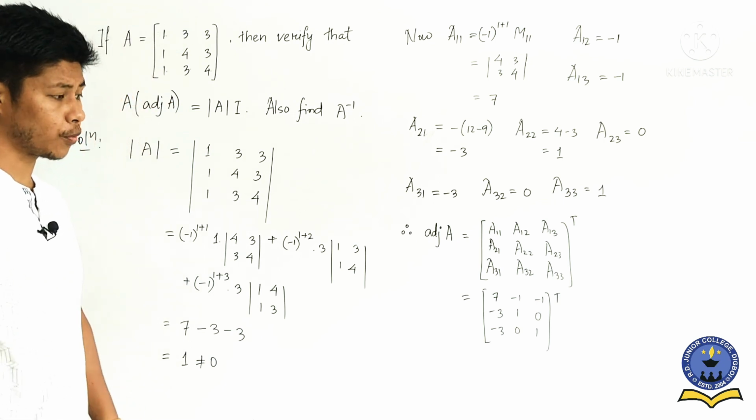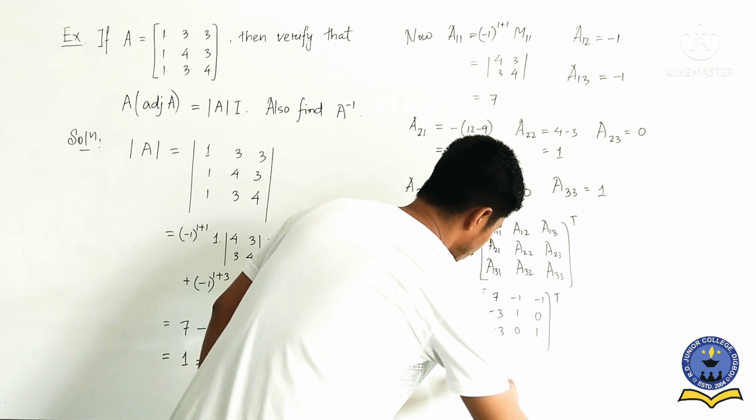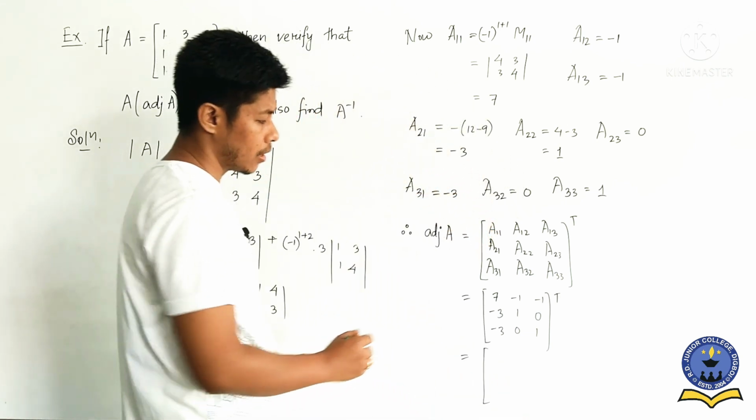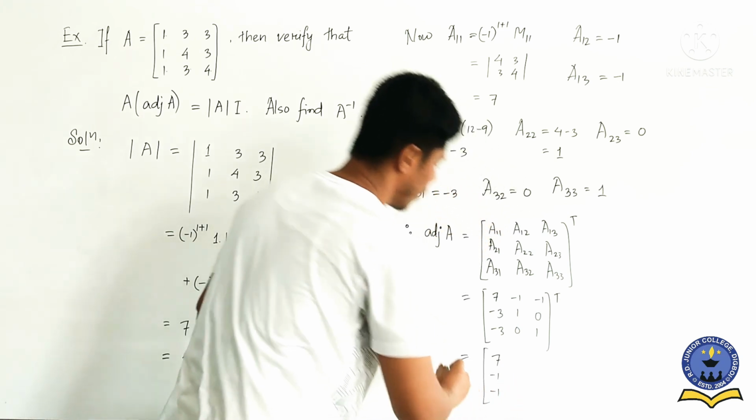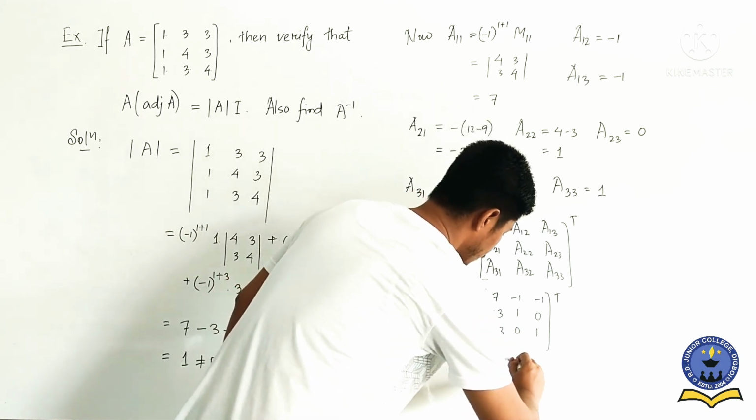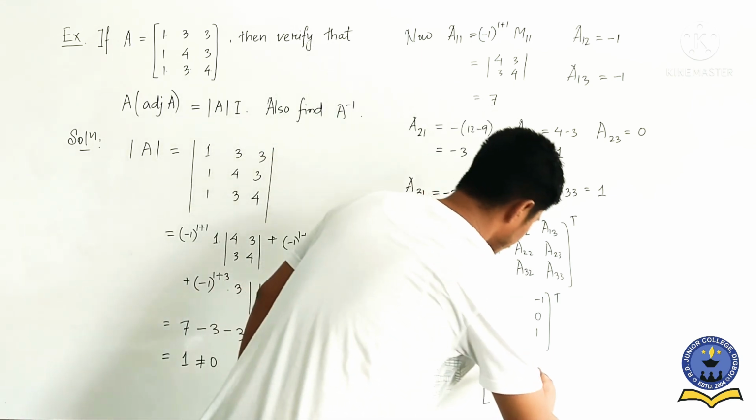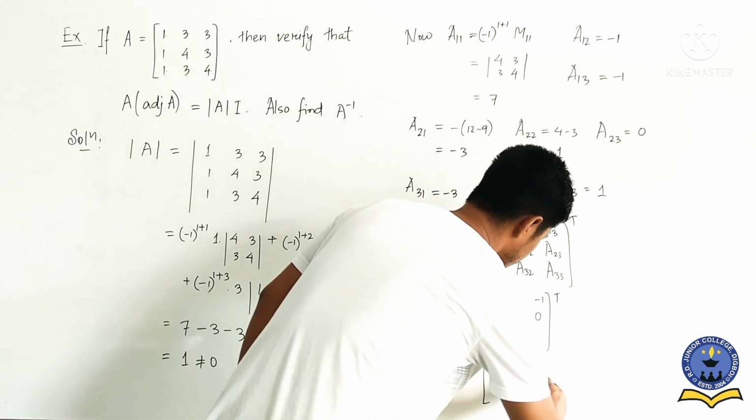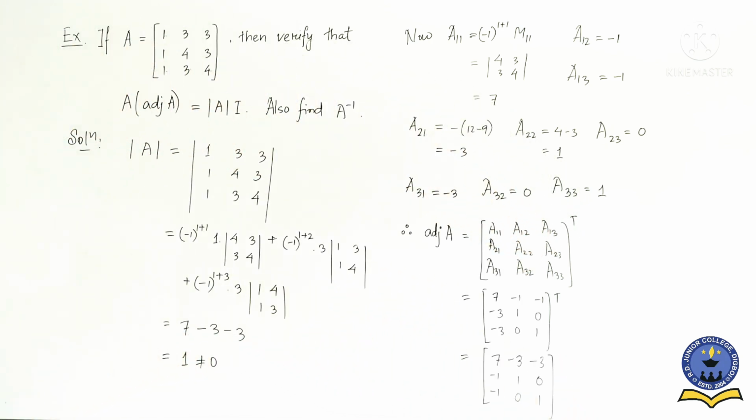And if you transpose this result, finally we get, transpose means what? Interchanging of row and column, isn't it? So here what you have to write, the first row 7 minus 1 minus 1, then the second row minus 3, this one is 1, here it is 0, and the third one we have to write here minus 3, 0, 1. So after transposing the result we get like in this way.